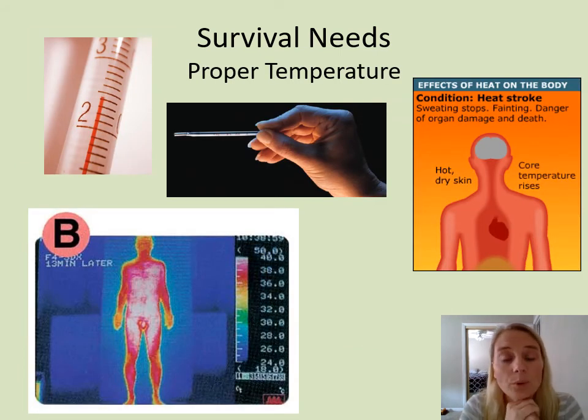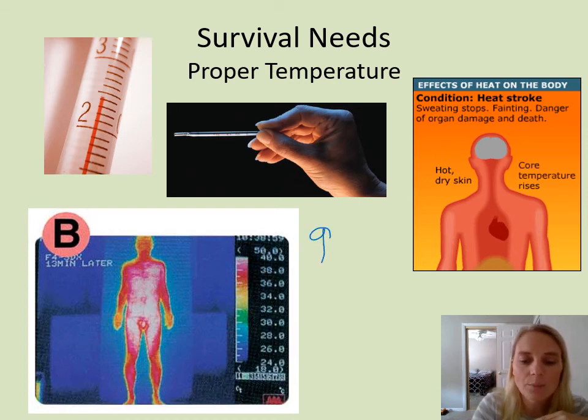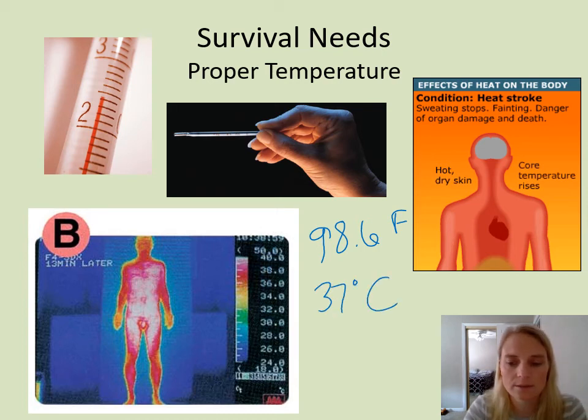All right, so we need a proper temperature. So we'll be learning in chapter 2 about these molecules called enzymes. So enzymes are specialized proteins. Their job is to catalyze chemical reactions. They make reactions happen a lot faster, but they're pretty picky. They do their best work at body temperature, which is 98.6 Fahrenheit degrees or 37 Celsius degrees.